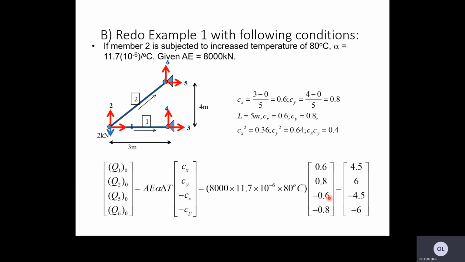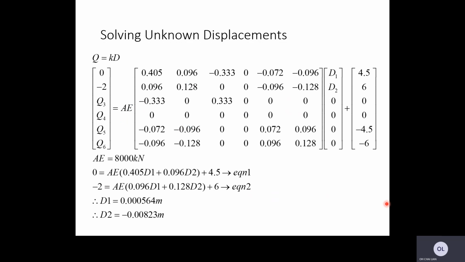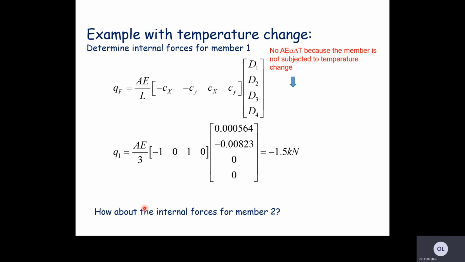So you have to fill in the template, and we have AE is 8,000, alpha is 11.7 power negative 6, and delta T is 80 degrees Celsius. Then you can solve for your Q naught. Again, you put the Q naught into the stiffness equation and solve for D1 and D2. Using this new D1 and D2, you can solve for your internal force.